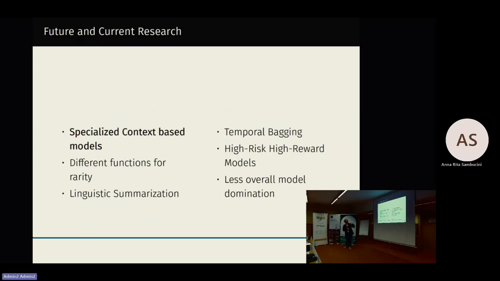So where do we go from now? We are trying out different specialized context-based models that are really good at predicting certain contexts or certain times. We can do this by temporal bagging or by curating our input data to a level where we can really control what learning is happening there. You can think of it like data augmentation when you work with images. They have a high risk, high reward profile, but then we can guard against these risks with the inference itself.